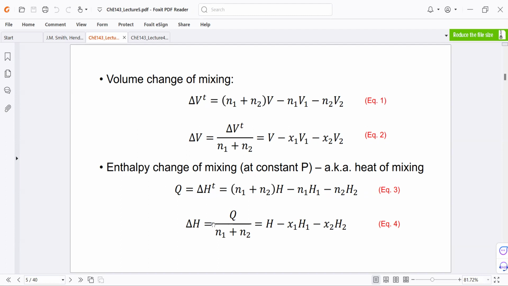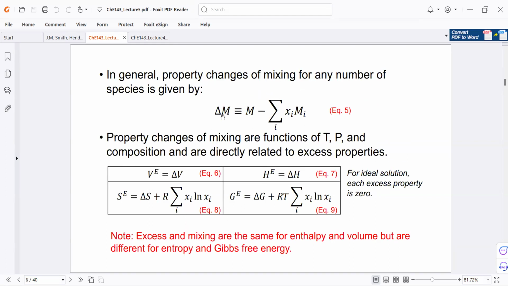Dividing everything again by N1 plus N2, the total number of moles, now we have an equation represented by the composition. So based on these two equations, we can make a general equation. For any property, delta M is just equal to the property of the mixture minus the summation of the initial properties of the individual species.